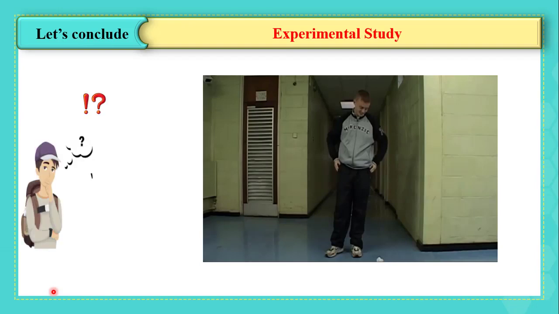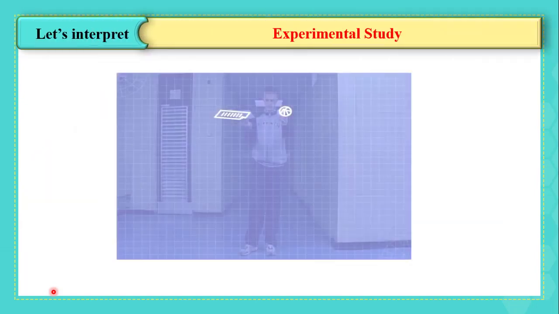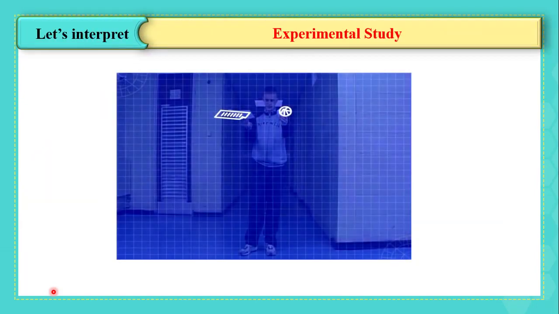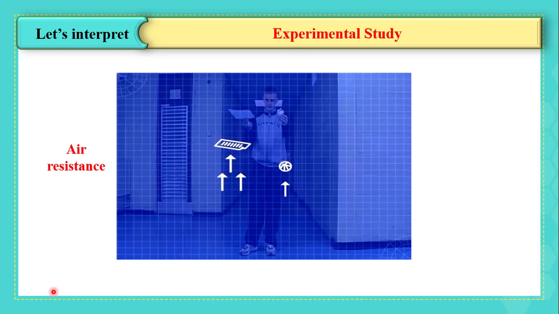But how can we interpret this result? Let's see. In fact, what plays an important role in this case is the force of friction or the air resistance. The flat paper has a larger surface area, so it is subjected to a greater air resistance, which slows down its movement.